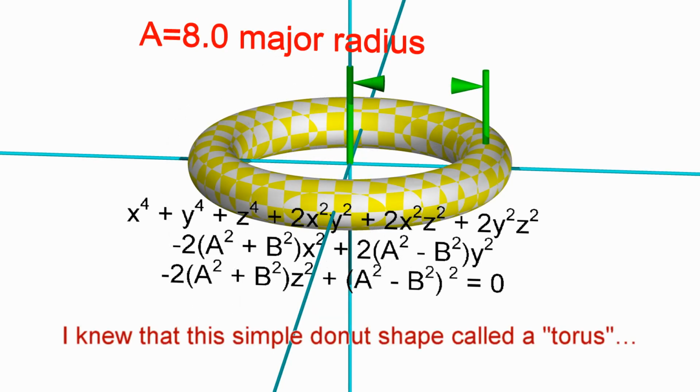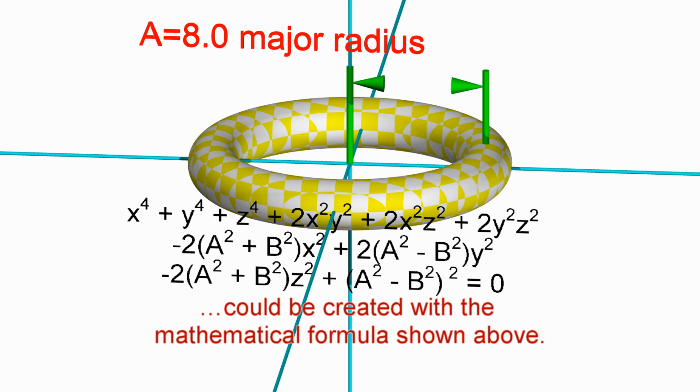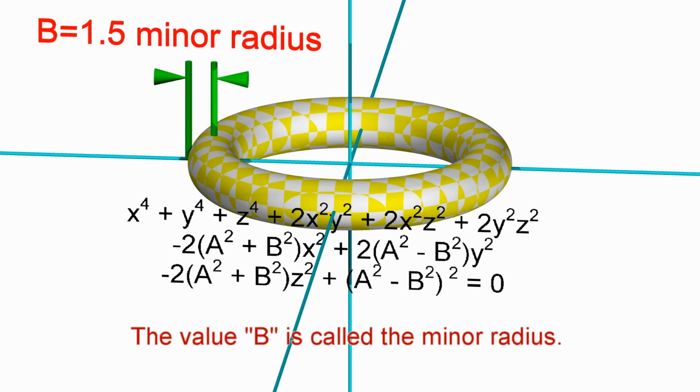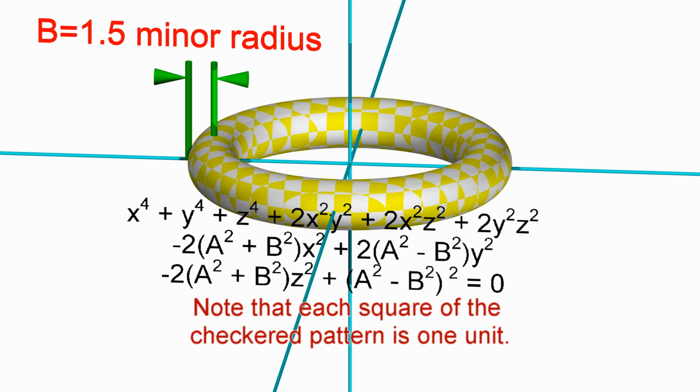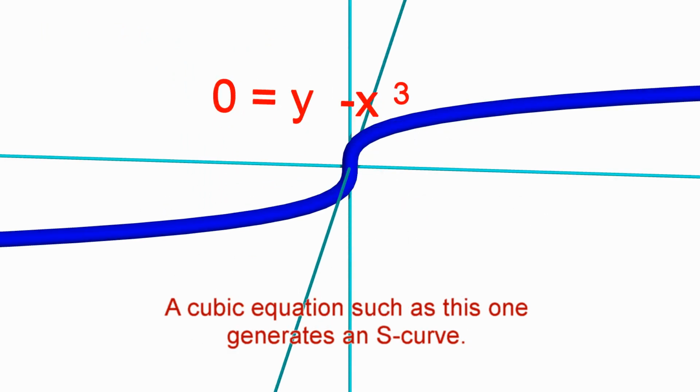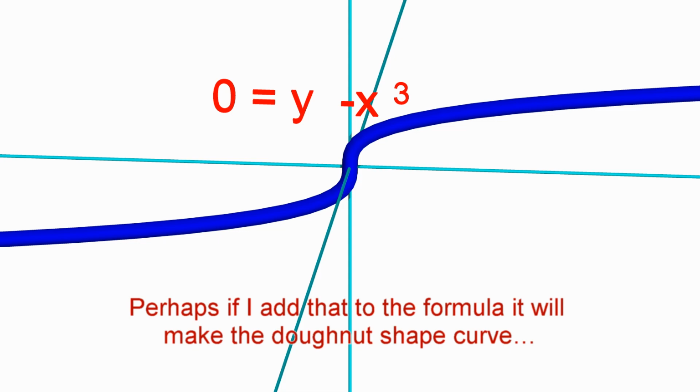I knew that a simple donut shape called a torus could be created with a mathematical formula shown above. The value A is called the major radius. The value B is called the minor radius. Note that each square of the checkered pattern is 1 unit. Note that the arms have a kind of S-curve shape to them. A cubic equation such as this one generates an S-curve. Perhaps if I add that to the formula, it will make the donut shape curve.